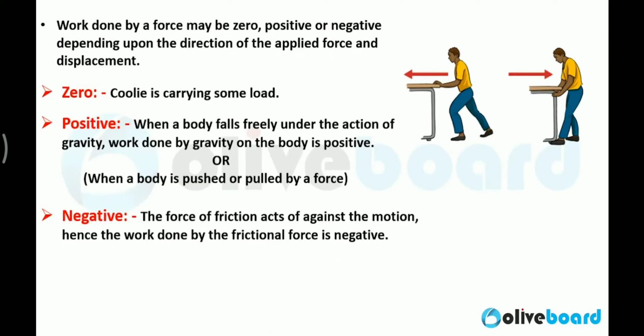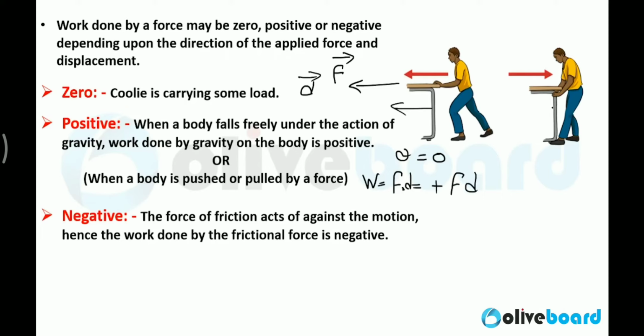Similarly, when a body is pushed or pulled by a force, let's say this is a man and he is applying some force on this table. This is the direction of force applied by the man, and the displacement or movement of the table is also in this direction. So again, force and displacement are both in the same direction. So theta is zero, which means the work done is positive FD. Similarly, this is a condition of pulling, and this is the condition of pushing. In both pushing and pulling, the work done will be positive.